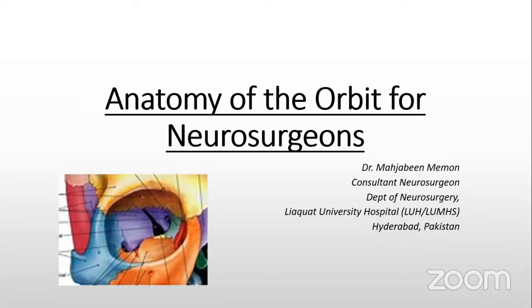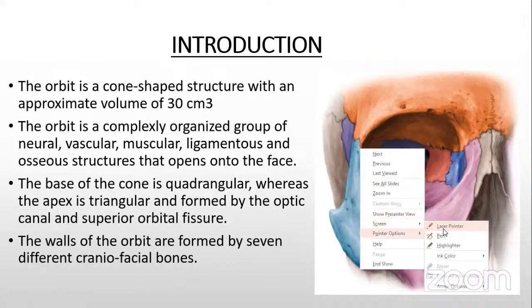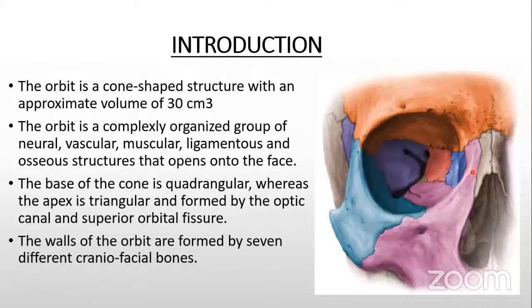and its approaches. To start with, the orbit is a cone-shaped structure with an approximate volume of 30 cubic centimeters, and it is a very complex area. It's a very small area, but very complex. It comprises several neural, muscular, vascular, ligamentous, and osseous structures that open onto the face. The base of the orbit is quadrangular in shape, and the apex is triangular in shape, which is formed by the optic canal and the superior orbital fissure.